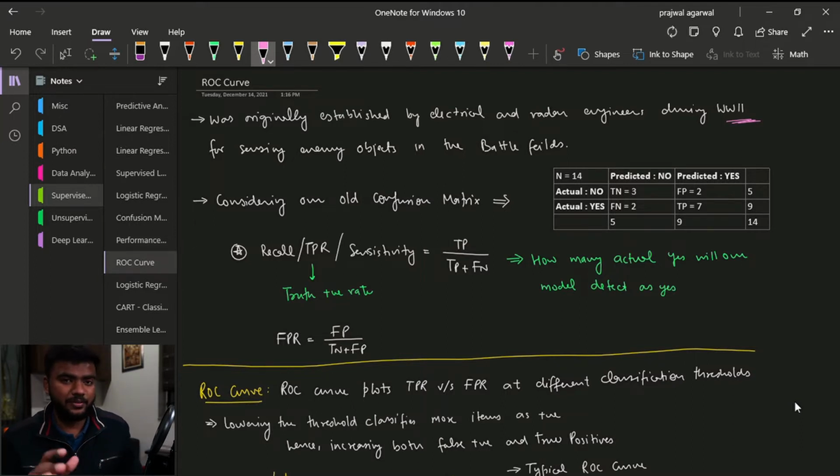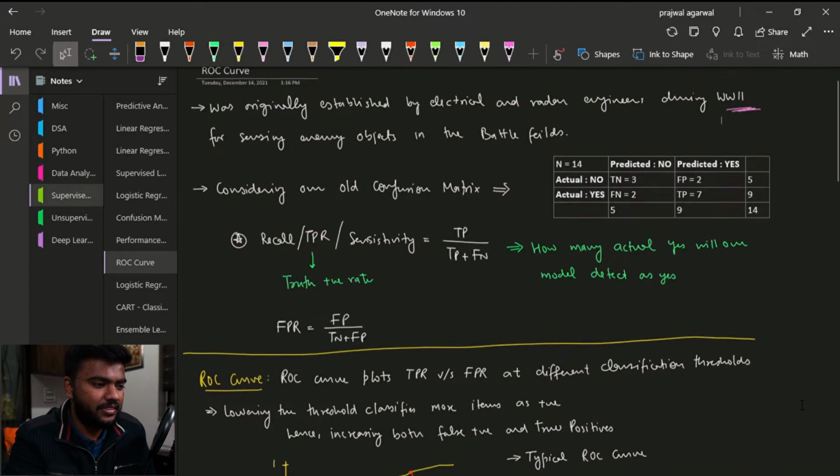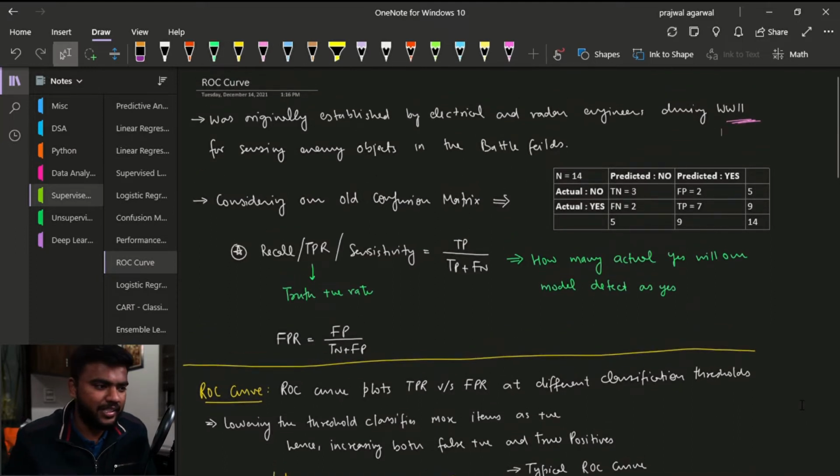This was a line to give a context about the origin of the ROC curves.